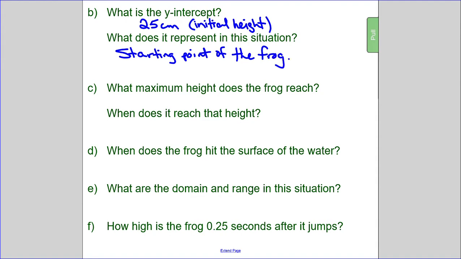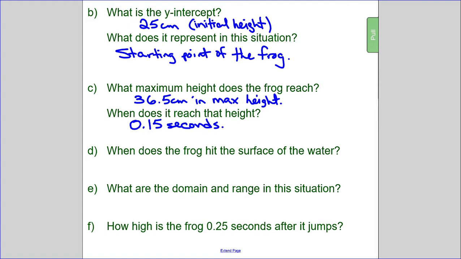Okay, what maximum height does the frog reach? Well, that's our vertex, right? So the frog reaches a maximum height of 36.48 centimeters. It wanted it to the nearest tenth, so 36.5 centimeters in max height. When does it reach that height? It reaches it at 0.15 seconds, or 0.2 seconds to the nearest tenth, I suppose.